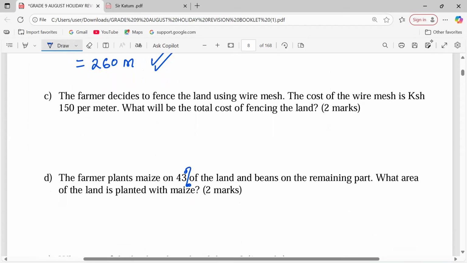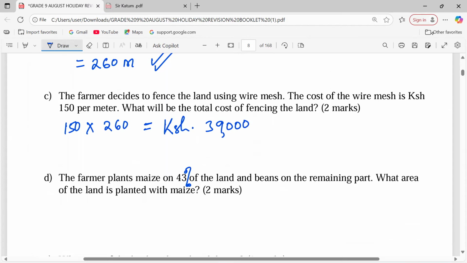land using wire mesh. The cost of wire mesh is 150 per meter. What will be the total cost of fencing the land? So we need 150 Kenya shillings per meter, and we are going to fence the 260 meters. The whole perimeter shall be fenced. So we're going now to get 260 multiplied by 150. So 39,000.